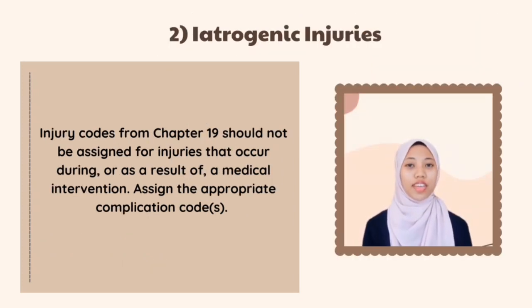Iatrogenic injury. Iatrogenic injury refers to tissue or organ damage that is unrelated to a primary disease, and it is caused by a necessary medical treatment, pharmacotherapy, or the use of a medical device. Injury codes from Chapter 19 should not be assigned for injuries that occur during or as a result of a medical intervention, so we should assign the appropriate complication codes other than codes from Chapter 19.